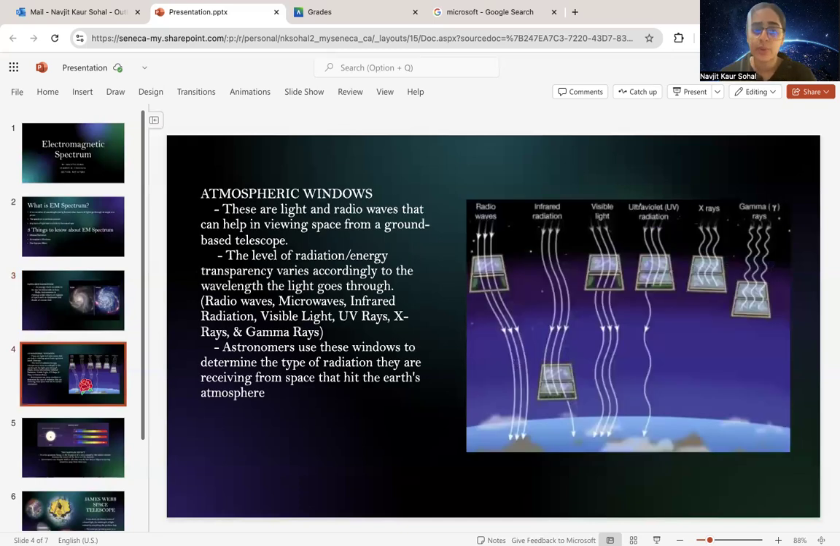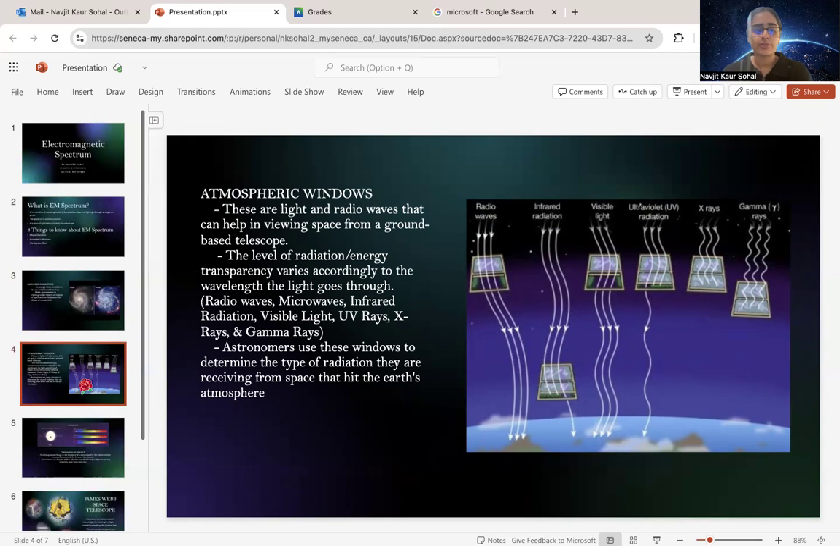Second are atmospheric windows. These are light and radio waves that can help in viewing space from ground-based telescopes. The level of radiation or energy transparency varies with the wavelength the light goes through, like radio waves, microwaves, infrared radiation, visible light, UV rays, X-rays, and gamma rays.